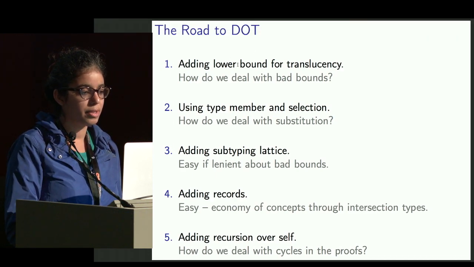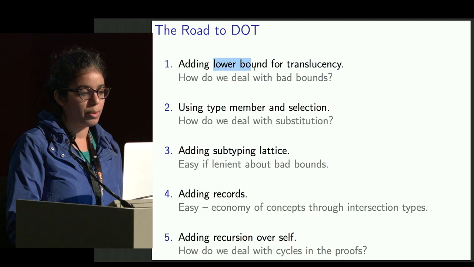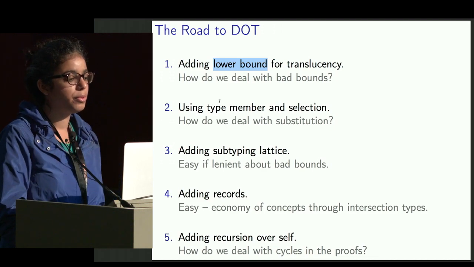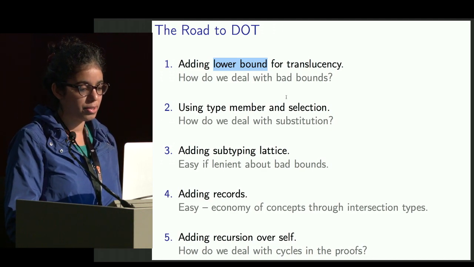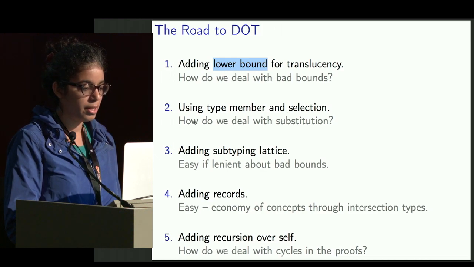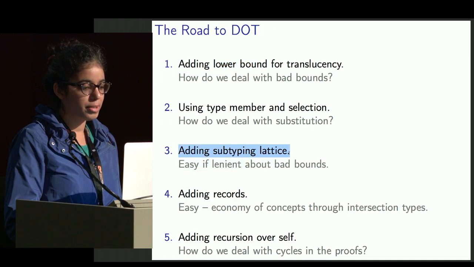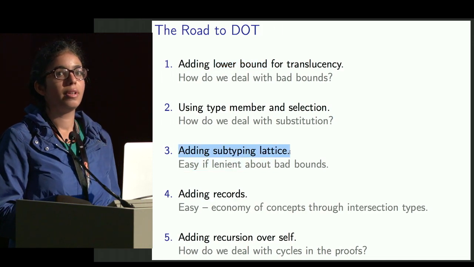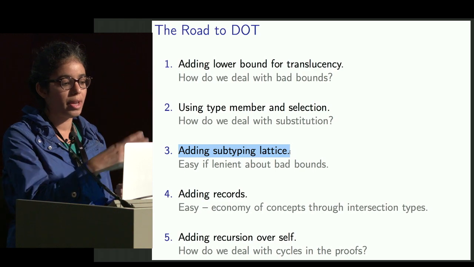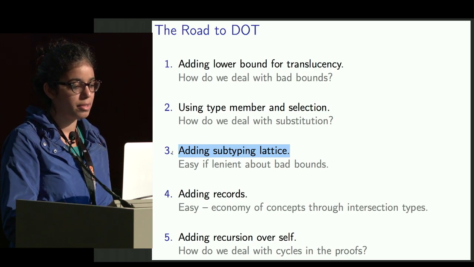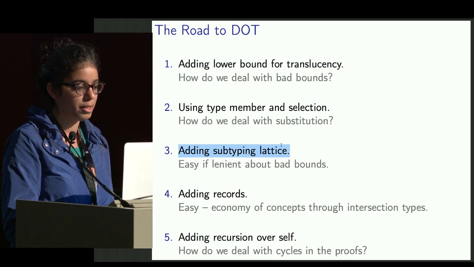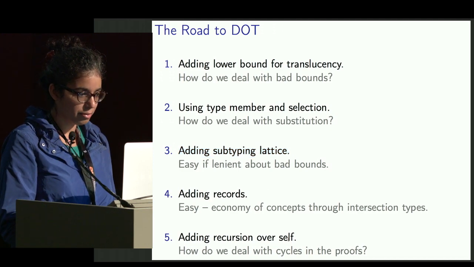So we first started studying how to add these lower bounds, and then how to be able to unify this type abstraction and term abstraction using type members and path-dependent types. Then adding a subtyping lattice, which also, depending on how you do these first two steps, might be more or less easy. Finally, adding records and adding recursion over self.